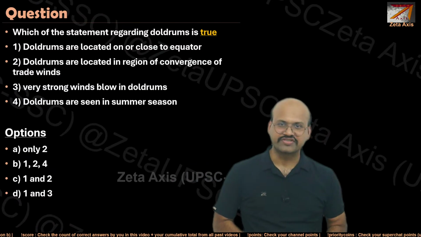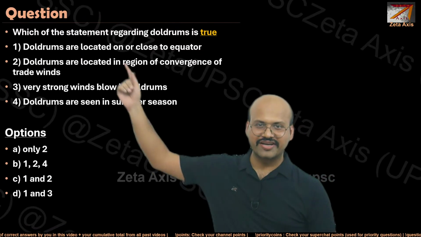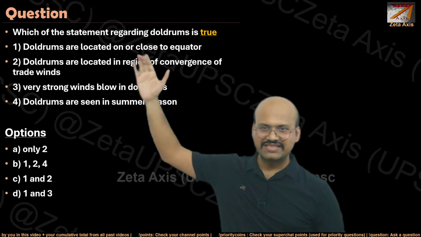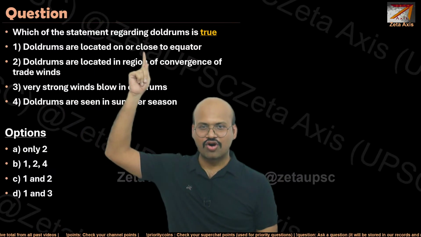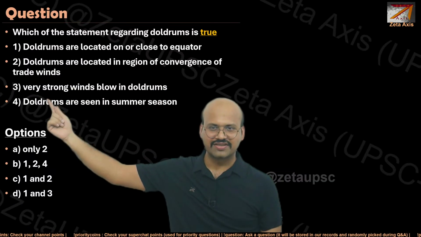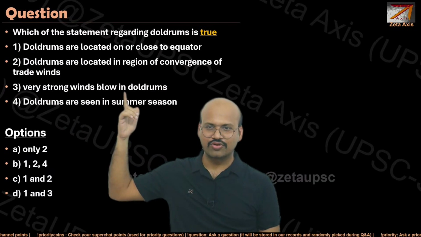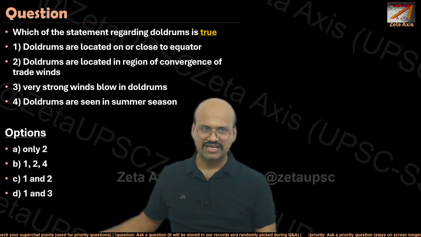So here is a question for you. The question asks which of the statements regarding doldrums is true. These are the four options that you can see: doldrums are located on or close to the equator; doldrums are located in the region of convergence of trade winds; very strong winds blow in doldrums; doldrums are seen in summer season. So these are the four statements and these are the options.